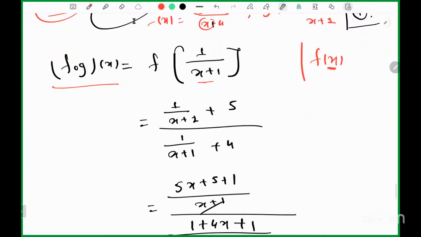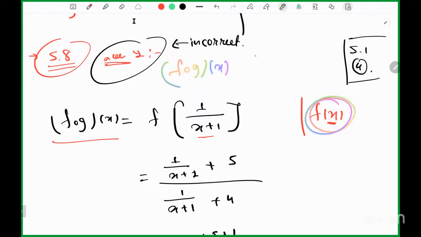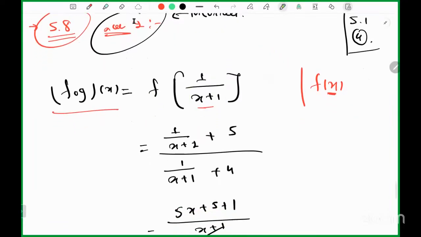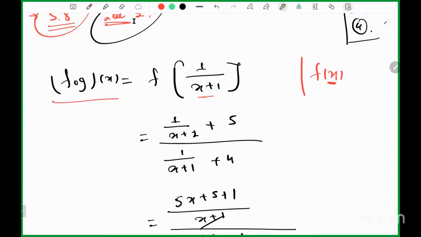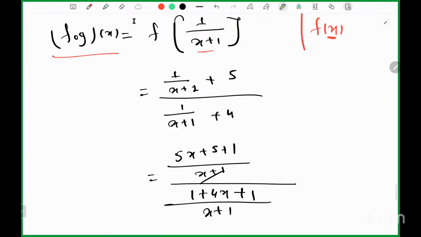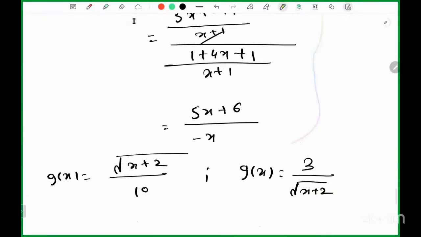Can you please repeat? Yeah, see, here you have to compute f composition g of x, right? So in place of f of x, you will just take f of g of x. What is g of x? So g of x is 1 upon x plus 1. So that means you have to compute f of 1 upon x plus 1. So in f, in place of x, we have to put 1 upon x plus 1. Correct. Yeah, that's all. And then you have to just calculate it. Okay, ma'am. Okay.